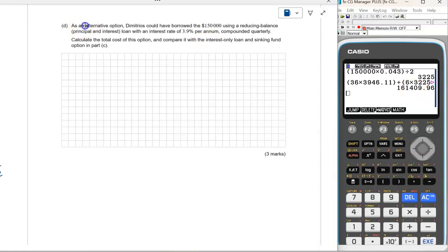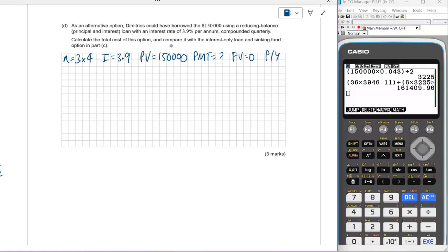So for this alternate option, we'll work out the value of n. It will still be 3 times 12 because he's making those monthly repayments, is he? So compounded quarterly. So that should be 4 actually, so 3 times 4. The interest rate here is 3.9%. The present value is the amount he's going to borrow in this case, which is 150,000. PMT is what we want to work out here. How much does he need to pay every month or quarter? And the future value he wants to get down to 0.